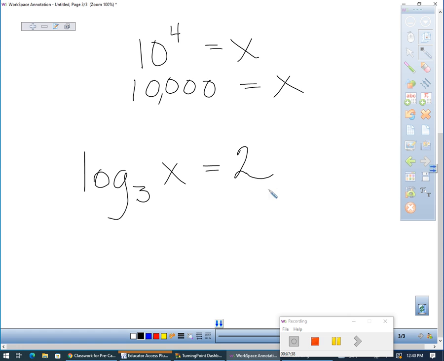All right, to solve for x, what do we have to do? Yes, change it into exponential. So 3 to the 2 equals x. So x equals 9, absolutely.